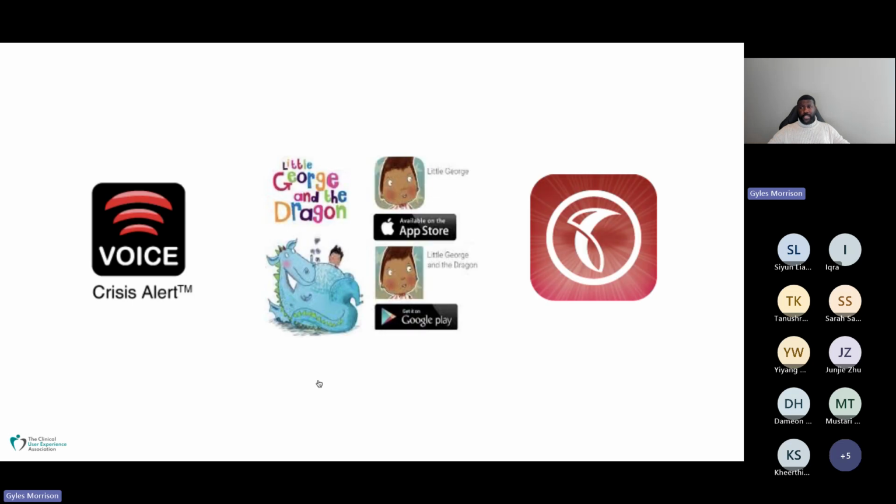Now, there's been a variety of apps. None of them are available anymore. So I thought, is there any way technology can help these patients? First, I needed to understand what was really going on.